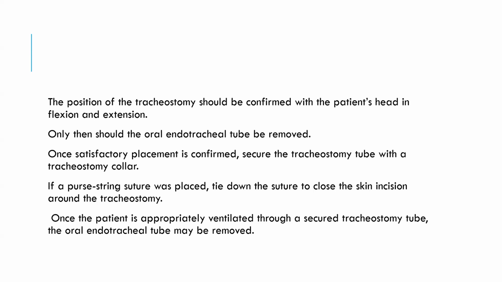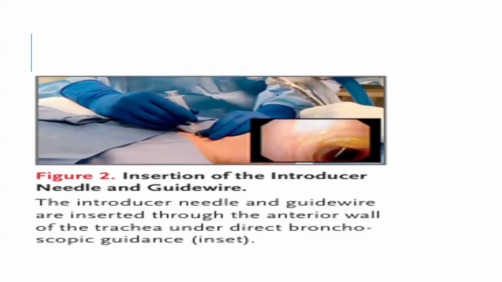Once satisfactory placement is confirmed, secure the tracheostomy tube with a tracheostomy collar. If a purse string suture is placed, tie down the suture to close the skin incision around the tracheostomy. Once the patient is appropriately ventilated through a secure tracheostomy tube, the oral endotracheal tube may be removed.